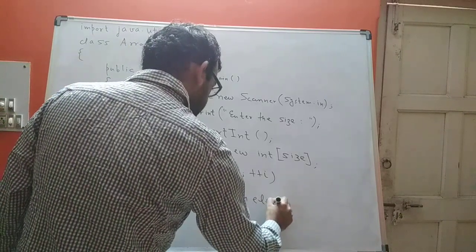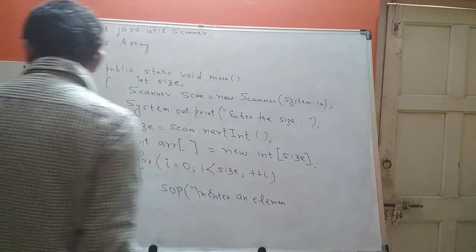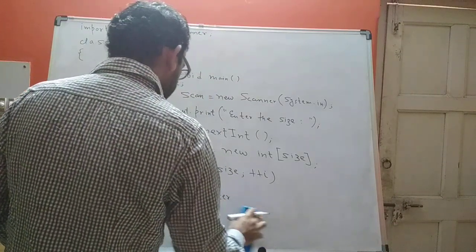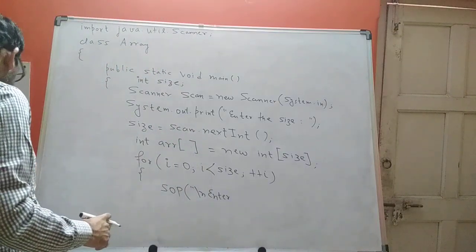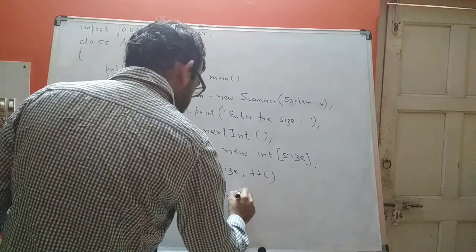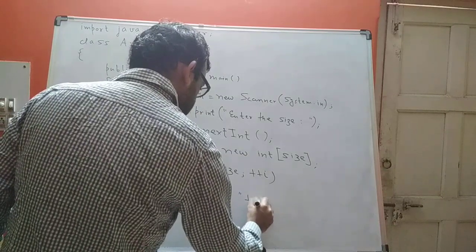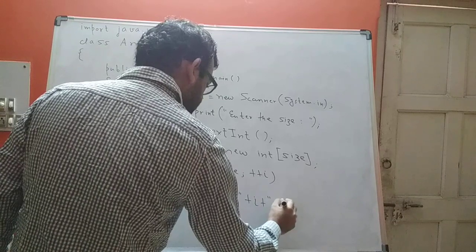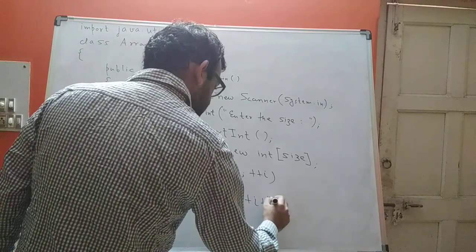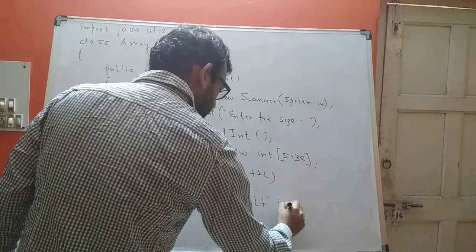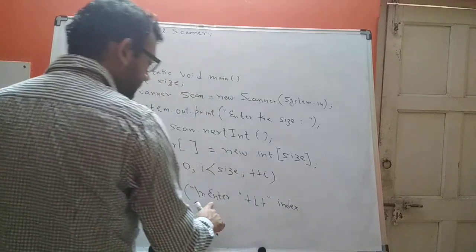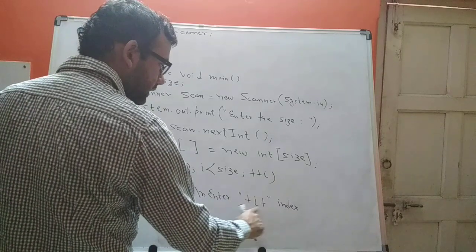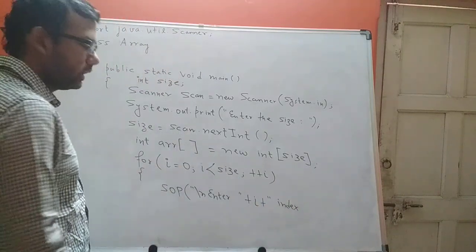Enter an element. I can write this in a better form. I'll show you how. I can say enter, and I can substitute the value of I, and then I can say index. So what will it be? Enter, let's say initially the value of I is 0. So enter 0 index element. Okay, so that would look better.